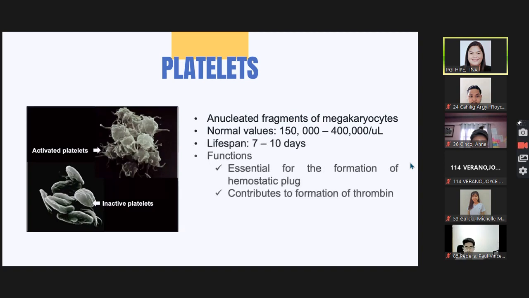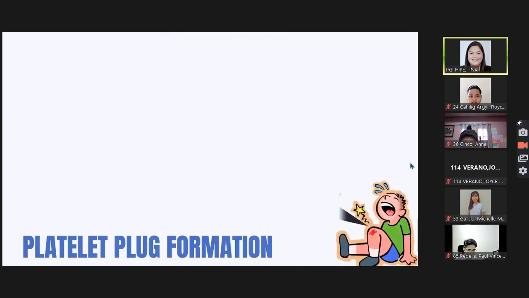Platelets are enucleated fragments of your megakaryocytes. The normal values range from 150,000 to 400,000 per microliter of blood. And the lifespan ranges between 7 to 10 days. So I'm sure you're familiar with the function of the platelets. First is for the formation of the hemostatic plug. And also it contributes to the formation of thrombin. You also have to bear in mind that 30% of platelets are sequestered in the spleen. So normally, let's go to platelet plug formation.